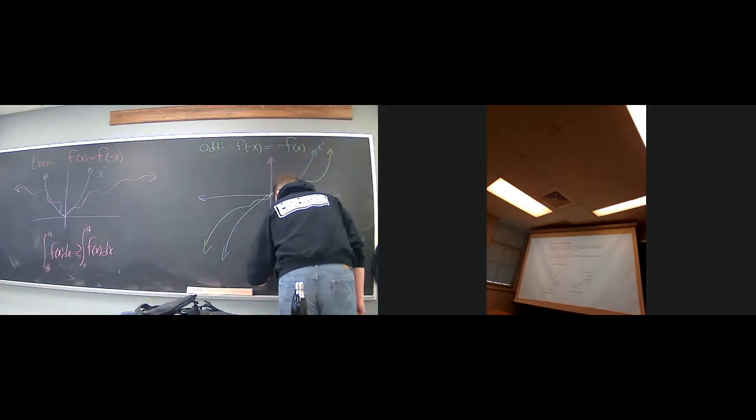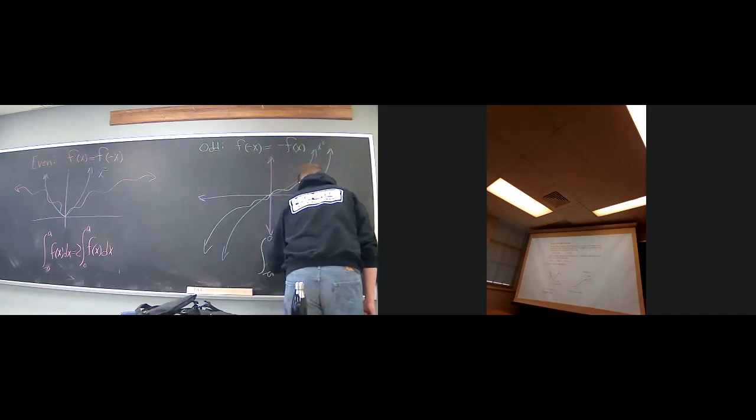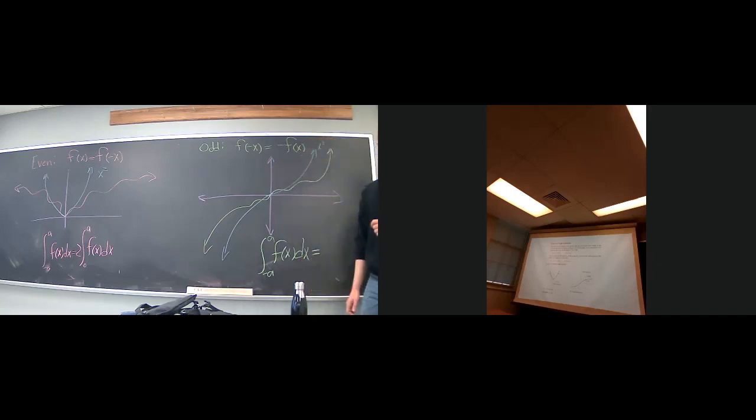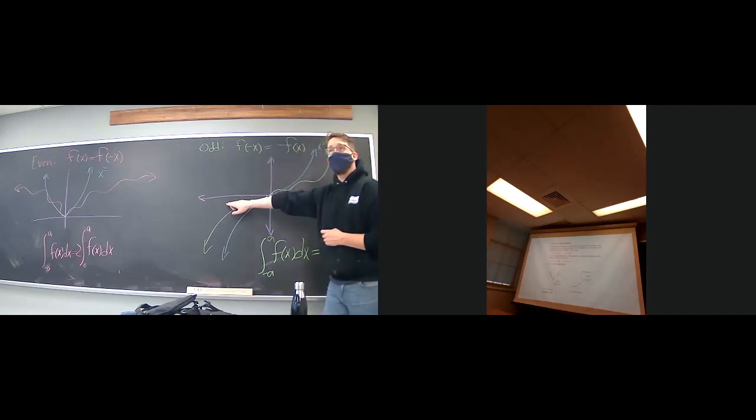An odd function, when you integrate it from negative a to a, let's look at this picture really quick. Here, we're going to get positive area, right? Here, we're going to get negative area. They're going to be of equal value. So when we add them together, they're going to cancel out. It could be just 0. And this is why we care about odd and even functions.